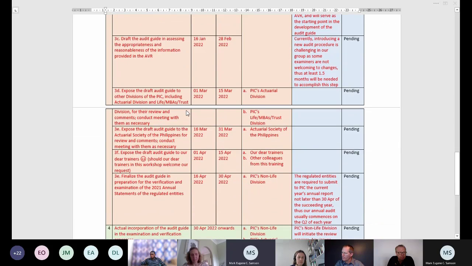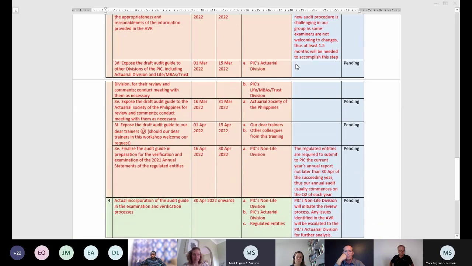So for step 3C, that is the plan process. We would start drafting the audit guide. This would start from January 16, 2022 until the end of February. So this would take more than a month. As I mentioned, there are people in our group who are resistant to change. So this would take a lot of time.